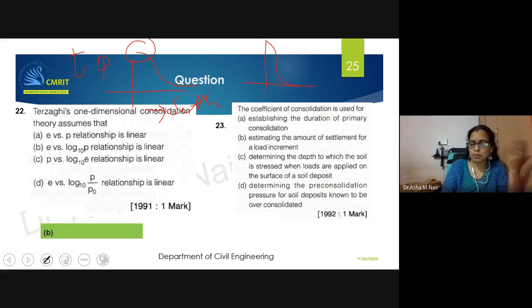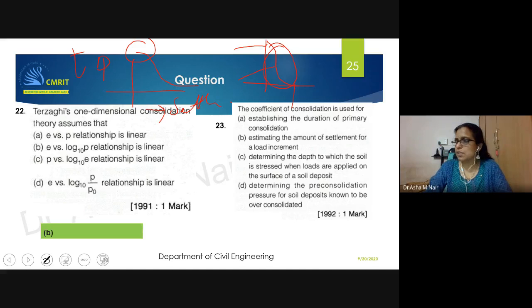So that will be coming up later. And then in the consolidation part, we are looking only at this part: establishing the duration of primary consolidation. So this is your immediate, this is your primary, this is your secondary. In this case, the coefficient of consolidation is used to determine the duration of primary consolidation.